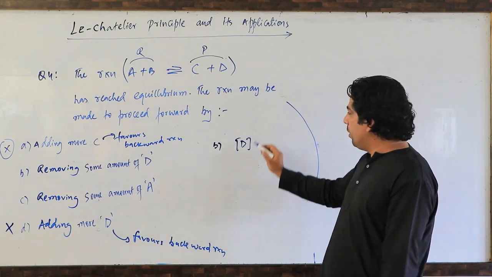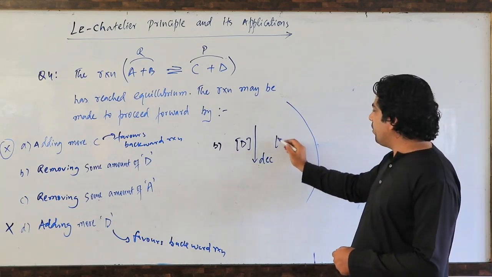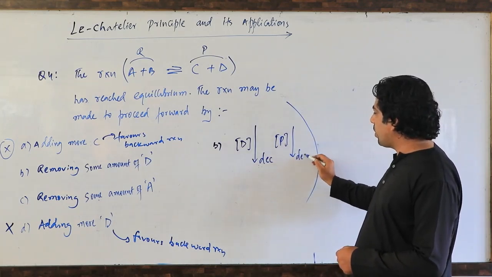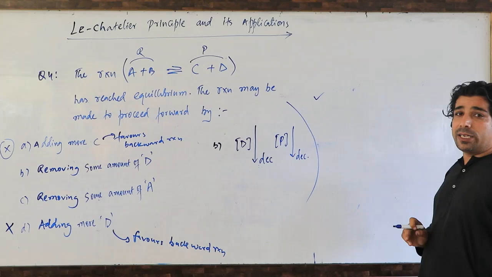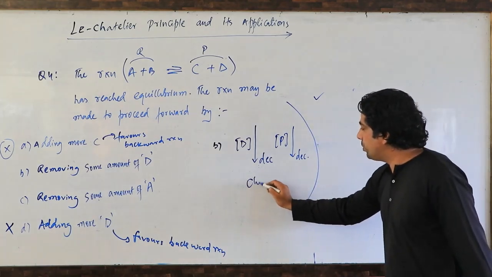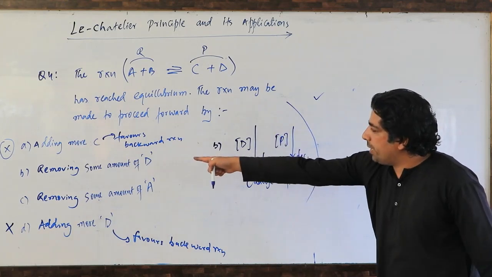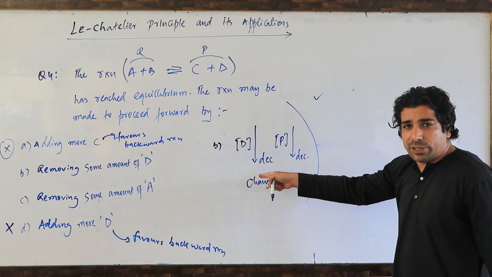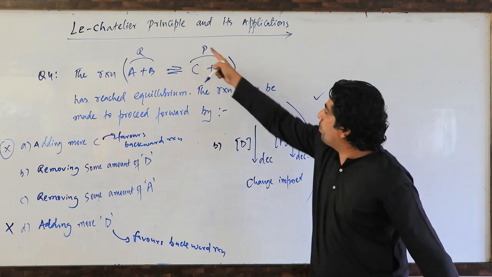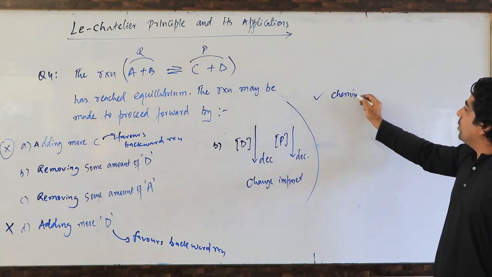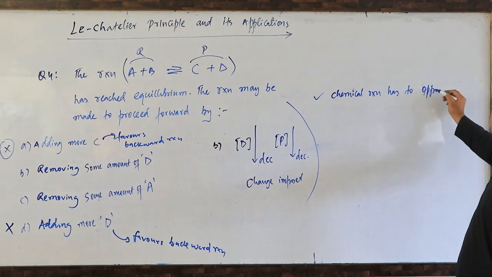When you remove the D, what will happen? You are decreasing the molar concentration of D, and D is nothing but your product. That means you are decreasing the product. So what will a chemical reaction at equilibrium do? The chemical reaction has to oppose the change. This is the change imposed. When you decrease the molar concentration of D, you are decreasing the molar concentration of product, because D is your product. So the chemical reaction has to oppose the change.